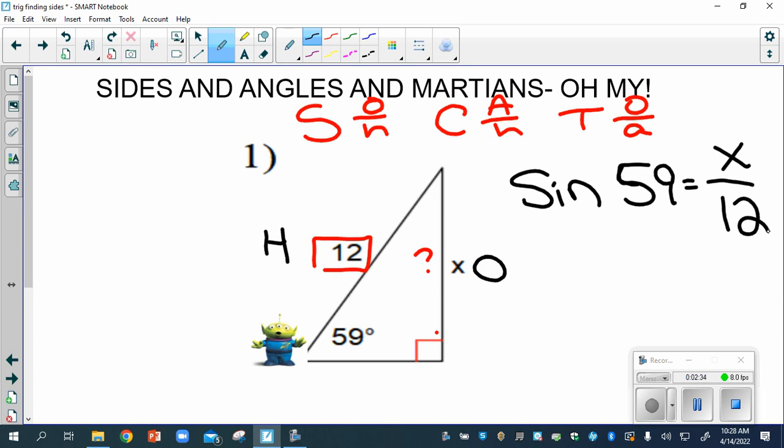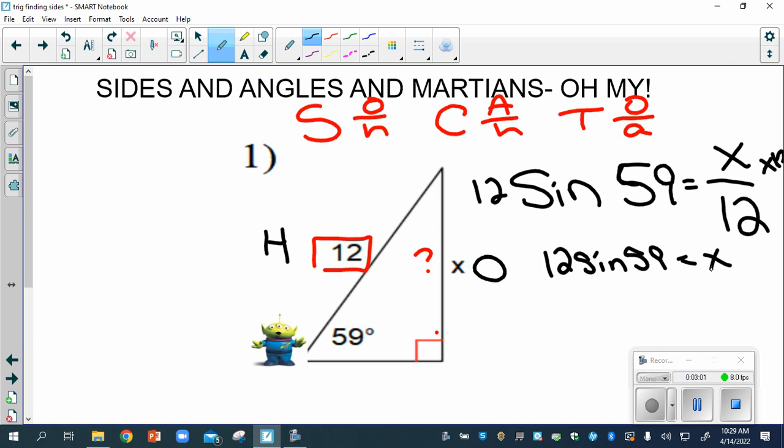So if I'm dividing by 12, what's the opposite to get rid of that stupid 12? If I'm divided by 12, what's the opposite? Multiply by 12. So go times 12 over here and times 12 over here. What I'm going to get is 12 sine 59 equals x. Guess what? That's it. Your calculator is going to do everything else.